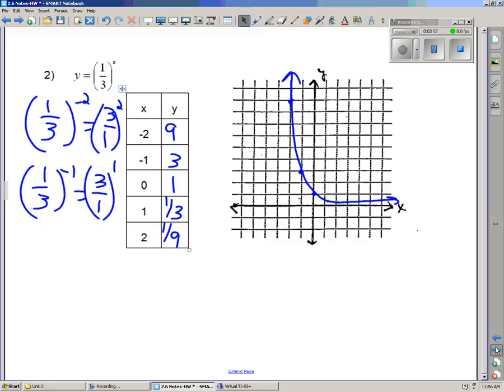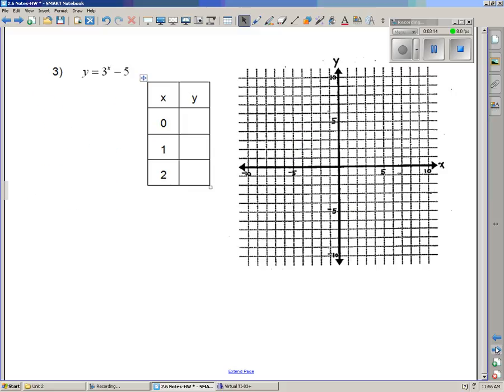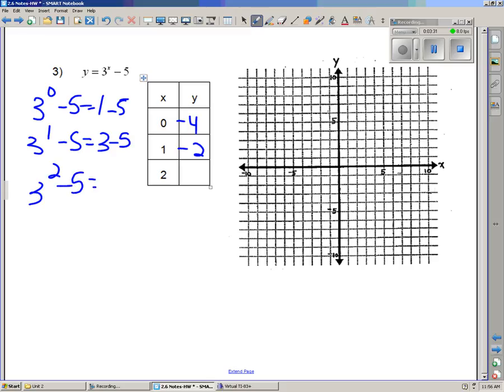Next one, what happens when you've got 3 to the power of x minus 5? Well, then you just do 3 to the 0 minus 5, 1 minus 5, -4. 3 to the 1 minus 5 is 3 minus 5, or in this case, -2. 3 squared minus 5, 9 minus 5, 4. So now you need to plot these values. Here you've got 0 down through -4, 1, 2, 3, 4.